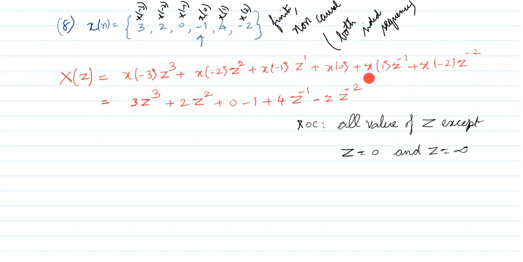What about the ROC? See, it is 1 by z. If I put z as 0, this becomes infinite. In 3z square, if I put z infinite, this entire term becomes infinite. So for all values of z, I should not use z equal to 0 and z equal to infinite. If these two conditions are avoided, then x of z is converging or finite. If I use z as 0 or z as infinite, then this will become infinite. Okay, so ROC, region of convergence, is all values of z except z equal to 0 and z equal to infinite. So this is the ROC for a finite non-causal sequence.